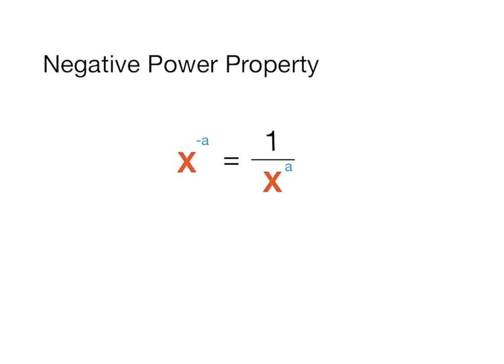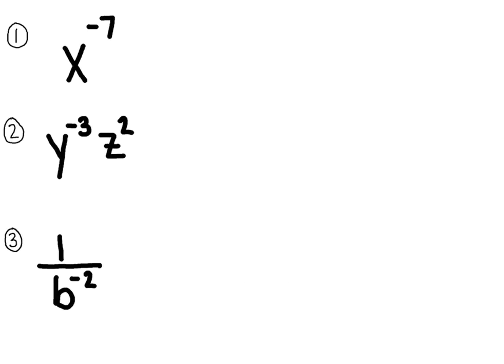Let's try some more. So here's the negative power property. You can write this down. It's really nice to have in the corner of your paper when you're working on these problems. All right, here's 3 examples. In my first example, I've got x to the negative 7th. Again, I don't want to have negative exponents, so this really just simplifies to 1 over x to the 7th. These two things are the same. So you want to flip that over the fraction line. If there's nothing else on top, it's a 1.